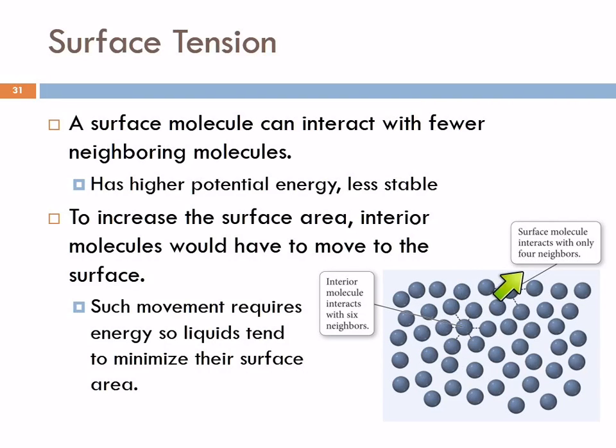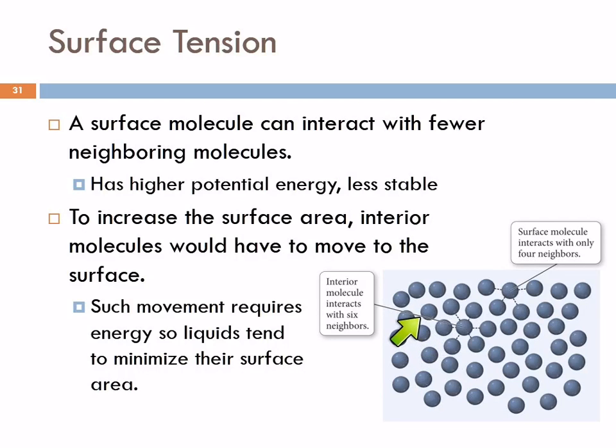directions. And the molecules on the surface interact only with their neighbors to the side and their neighbors below. In this illustration, we've got 6 interactions for this guy and 4 interactions for the surface. So the molecules on the surface have higher potential energy. They're less stable because they have fewer interactions. And so if we want to increase the surface area, we're going to have to move some of these interior molecules to the surface. We're going to have to disrupt some of these interactions. We're going to have to raise the energy.